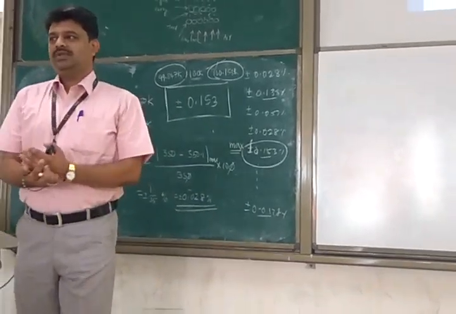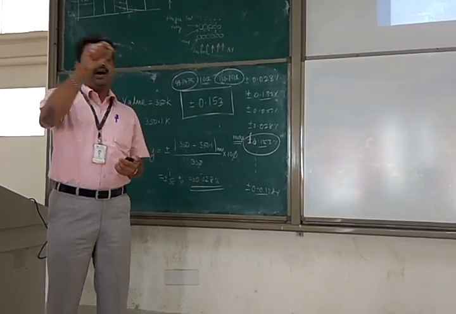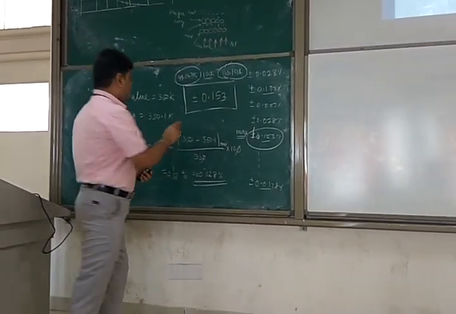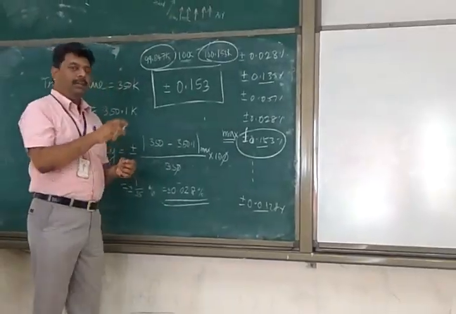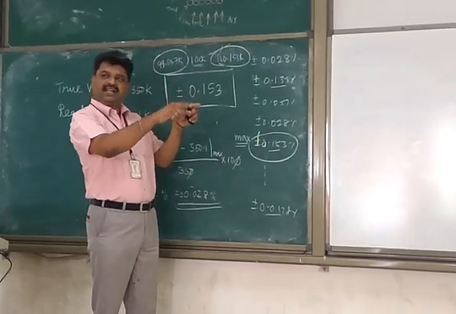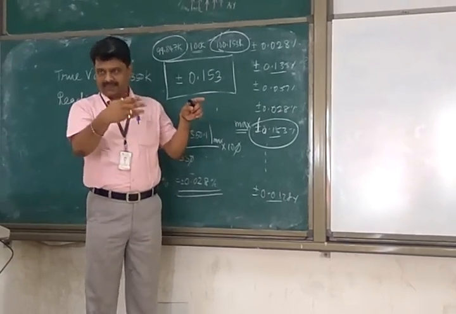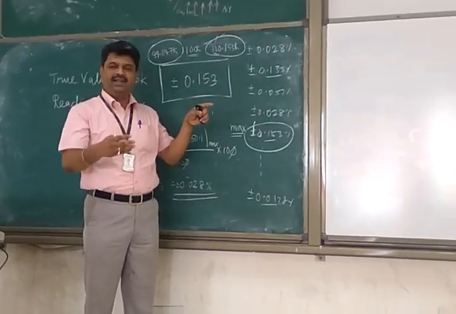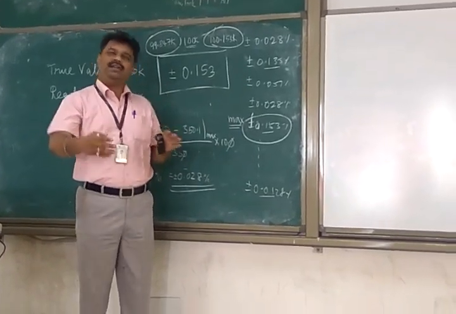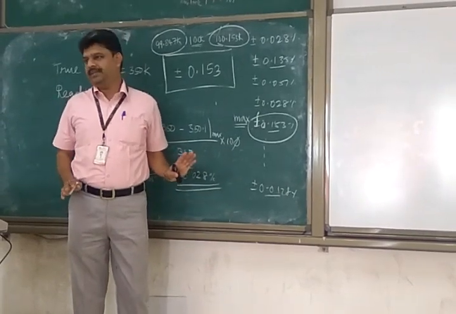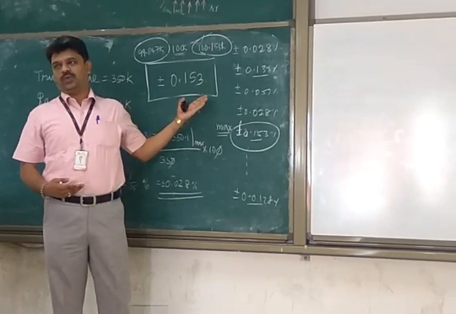What do I mean? When I measure 100 degrees Celsius, the error could be 0.153 Kelvin. Percentage means per cent. Cent means 100. Per 100. If it is a temperature, it is per 100 Kelvin. If it is pressure, maybe per 100 Pascal, whatever. It is always per 100 of the unit of measurement that you have expressed. So percentage is always for 100. For 100, how much is the error, is what we say.